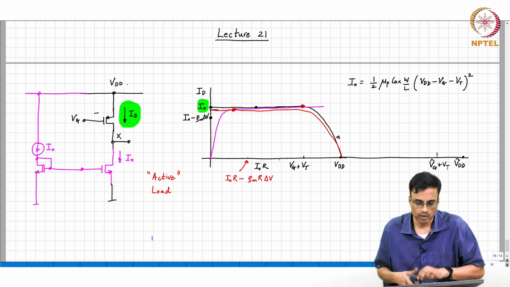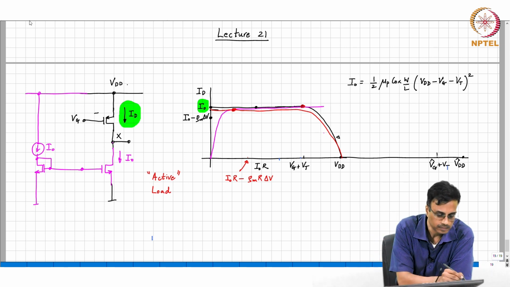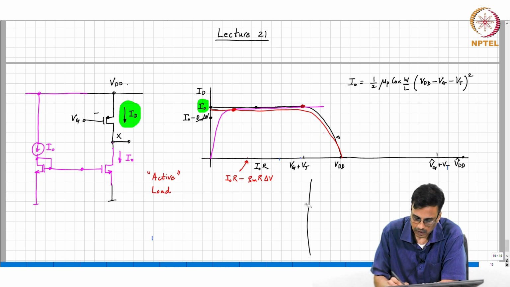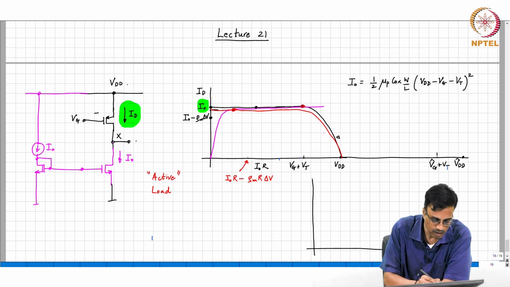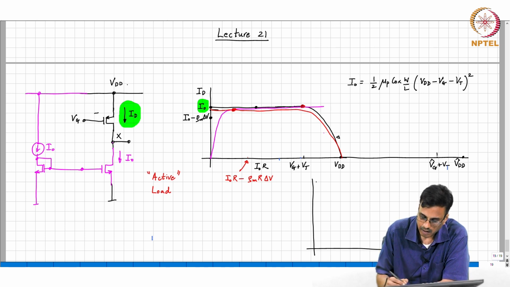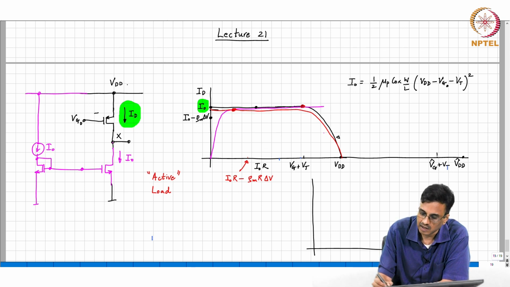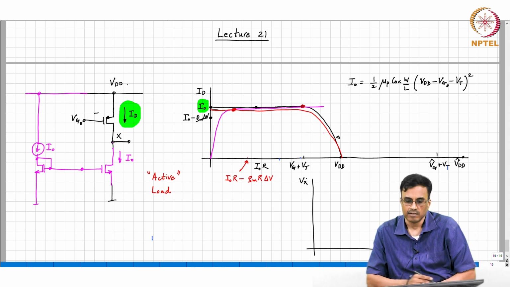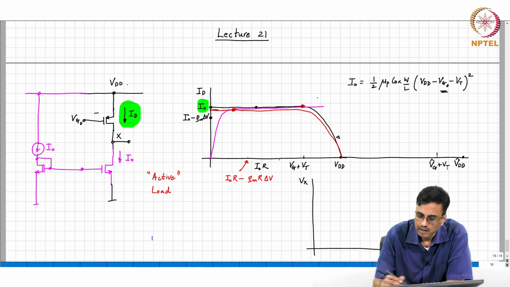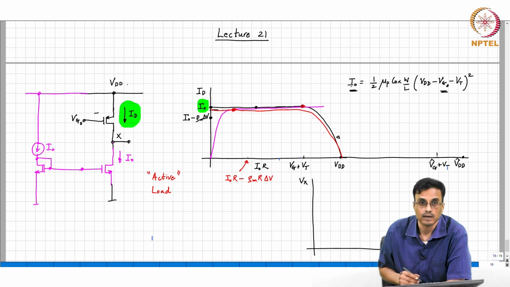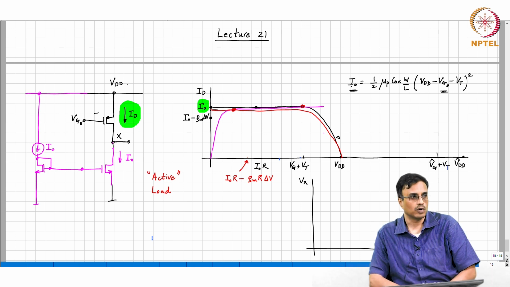Okay. So now, for example, if I plot, say, Vg, let me call this Vg naught, which results in I naught. So if I plot Vg versus Vx, how will this characteristic look like? Vg naught results in I naught. Okay. So for what Vg will I get a large incremental gain?